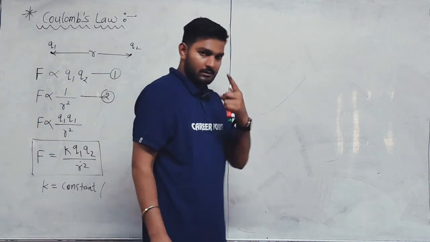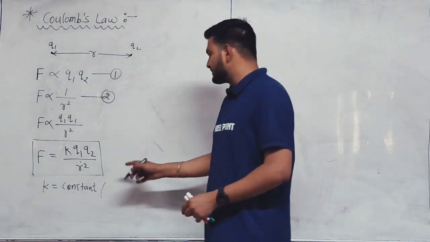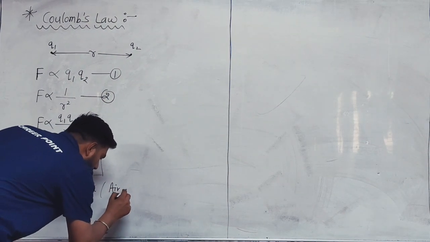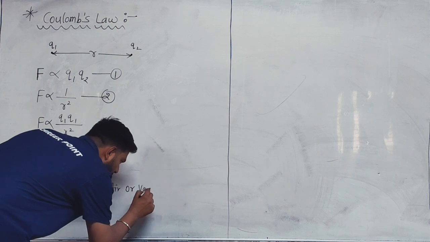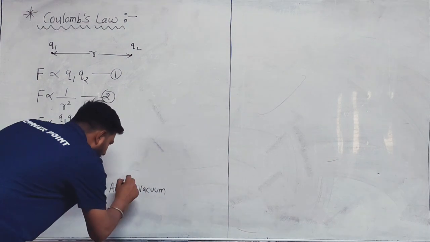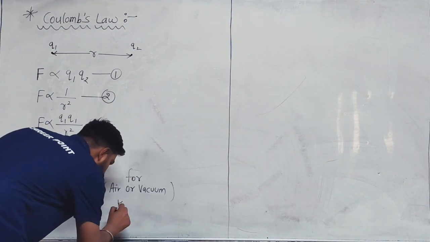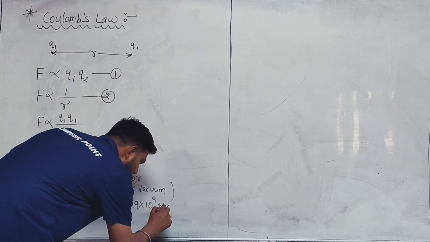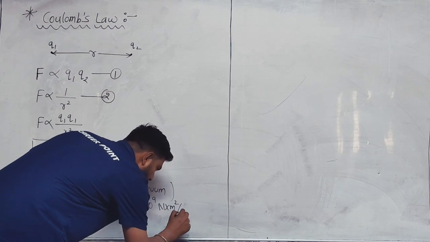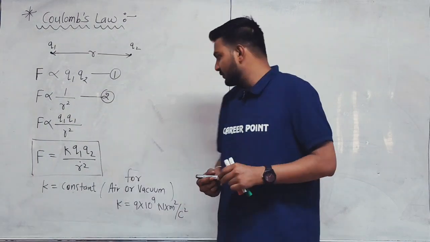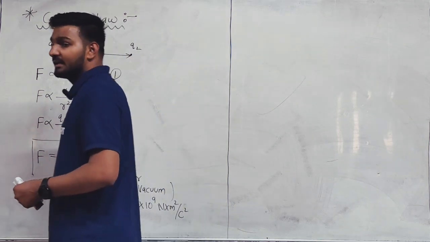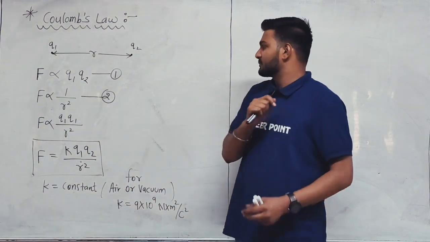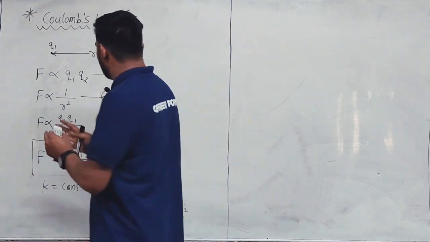And this K is medium dependent. The value of this K is medium dependent. For air or vacuum, the value of this K is 9 into 10 to the power 9 Newton meter square per Coulomb square. You have to remember this value. For air, the value of K is 9 into 10 to the power 9 Newton meter square per Coulomb square. This is Coulomb's law.